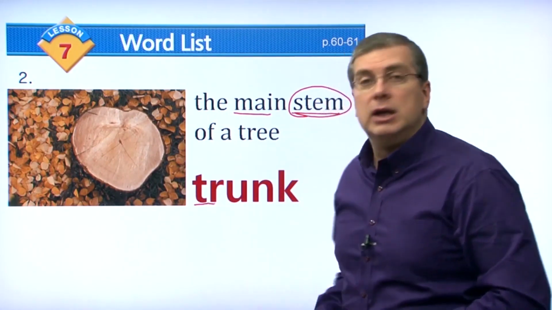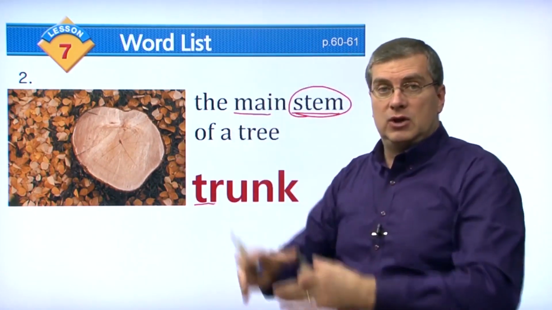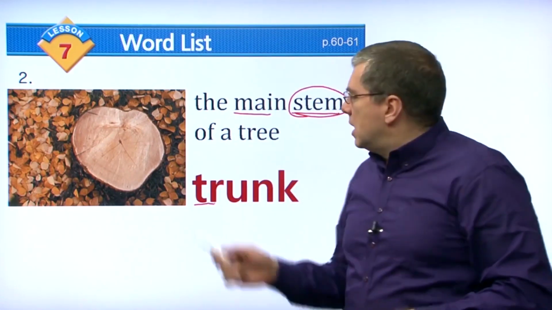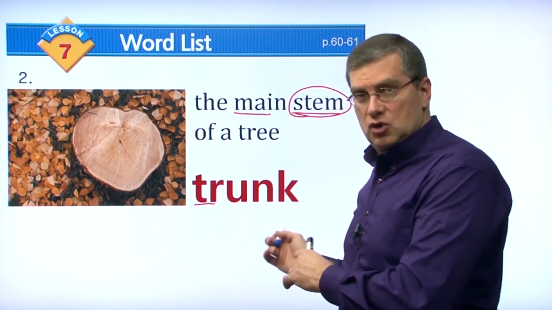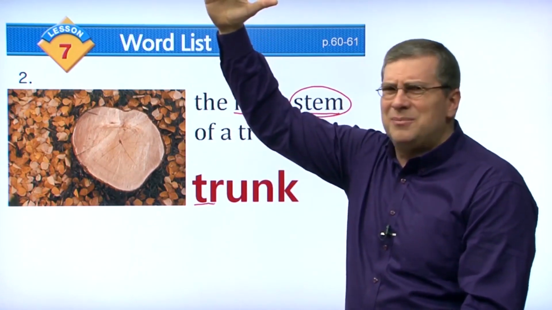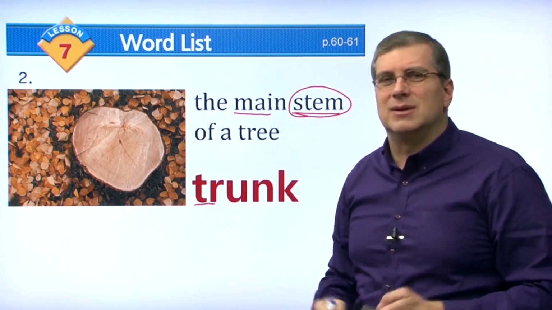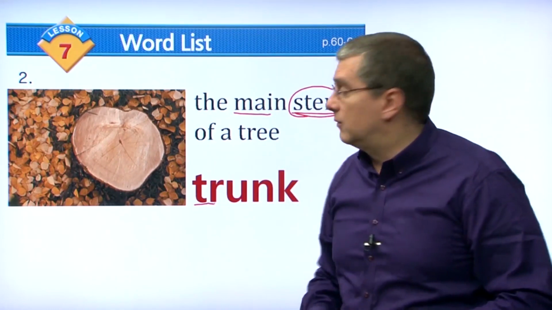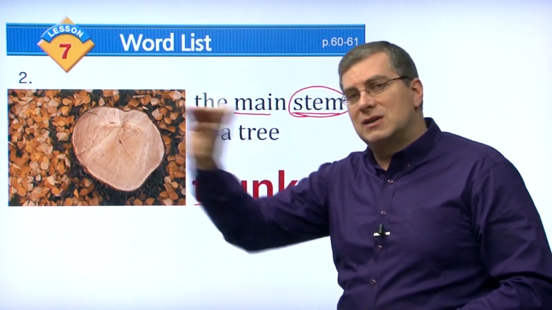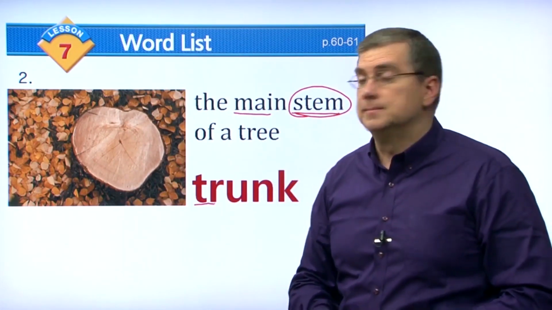Trunk. T-R. Trunk. We call it the trunk of a tree. We don't really say the stem of a tree. That sounds a little strange. Instead, we say the trunk of a tree. But if it's a small plant, yes, you can say the stem. But a big plant like a tree, that's weird. So it's better to say the trunk of a tree. And it's the trunk where we get our wood from, most of our wood. You can get some wood from the branches, yes, but mostly it's the trunk where we get our wood.